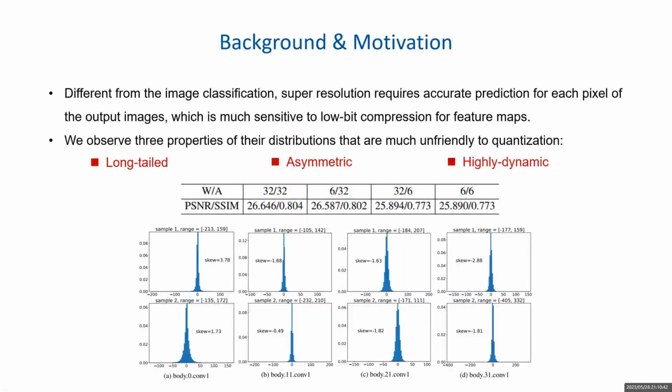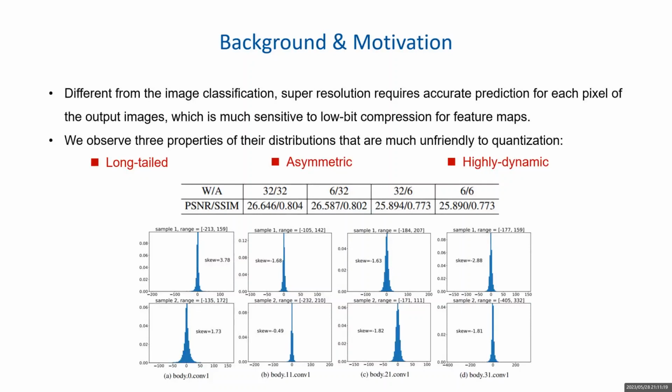Different from image classification, super resolution requires accurate prediction for each pixel of the output images, which is much more sensitive to low-bit compression for feature maps. As shown in this table, when we only quantize the weights to 6 bit, there is only a little performance drop. In contrast, when we only quantize the activations, the result decreases much more severely, which indicates that the quantization of activations greatly degrades the performance of low-bit precision models.